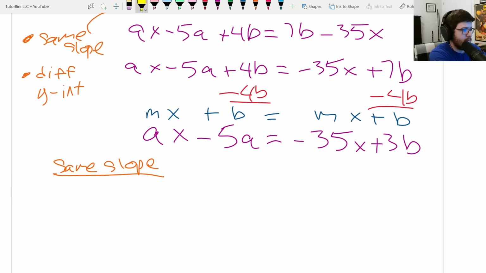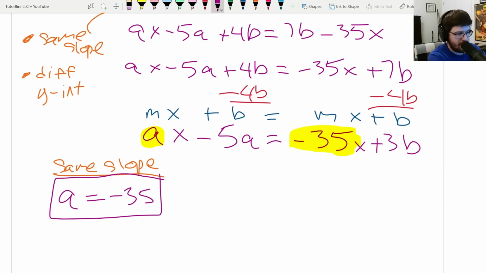So that's a, same means equal, right? A is equal to negative 35. Okay, that seems important. We're probably going to need that later. All good there. Now we're going to do different y-intercepts.